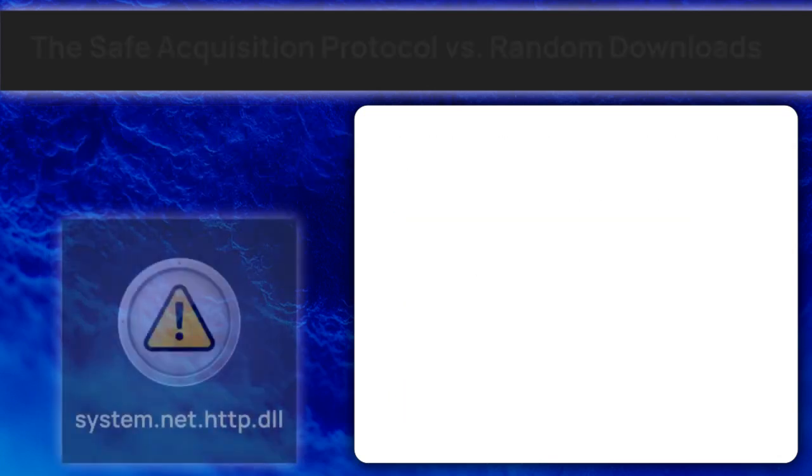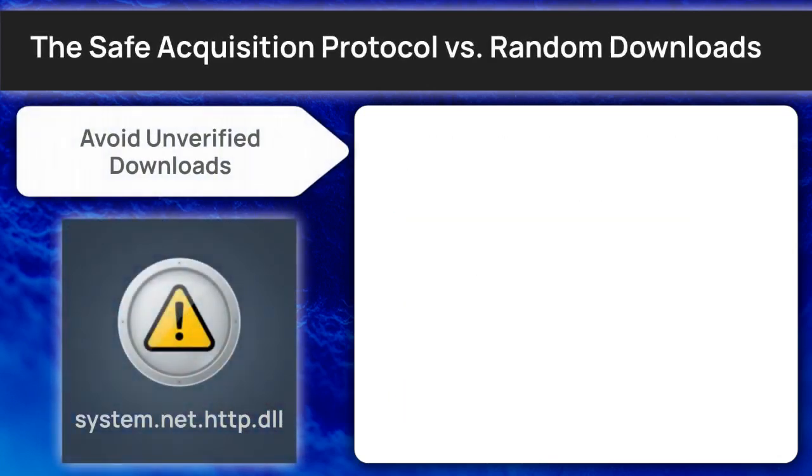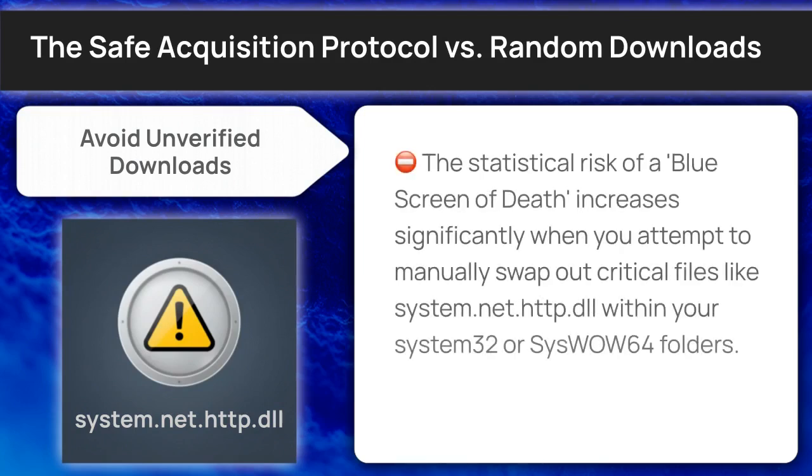To ensure long-term stability, we should review the safety risks associated with unverified file sources. From a diagnostic standpoint, a missing SystemNet HTTP Library DLL error is often just a symptom of a larger system conflict that a simple manual download is incapable of fully resolving.